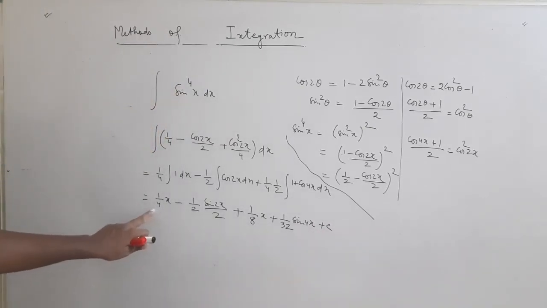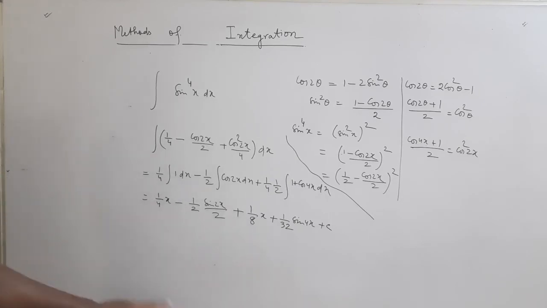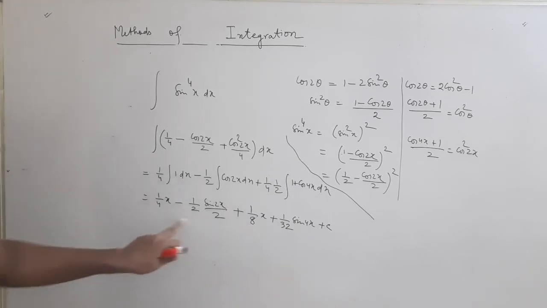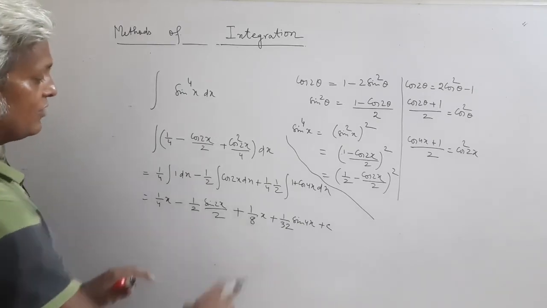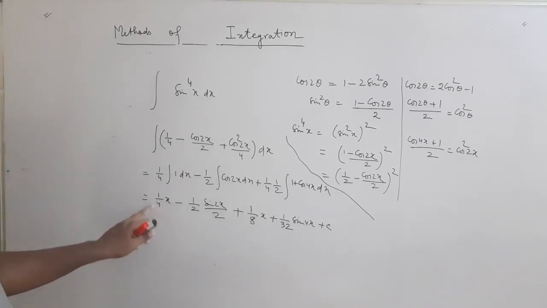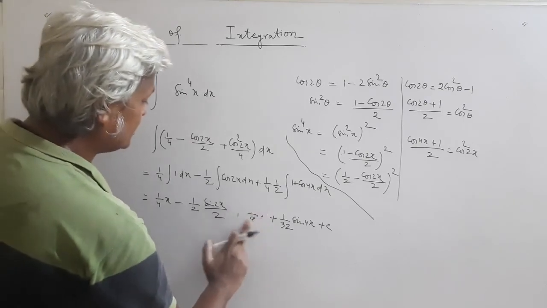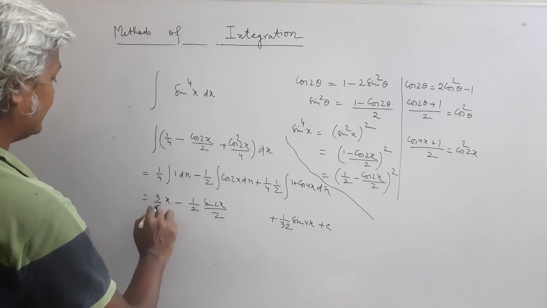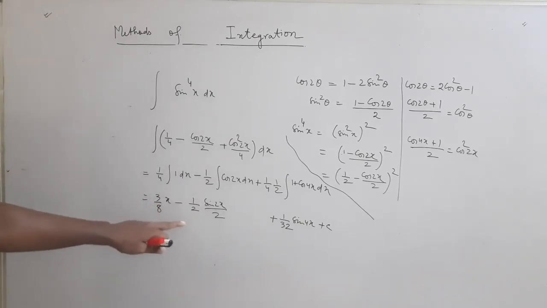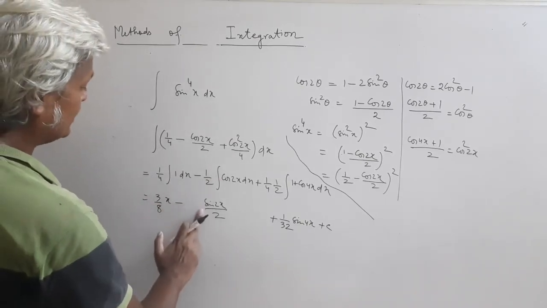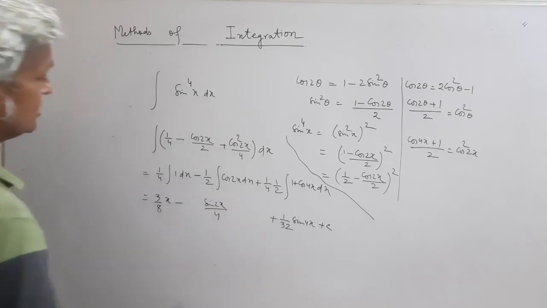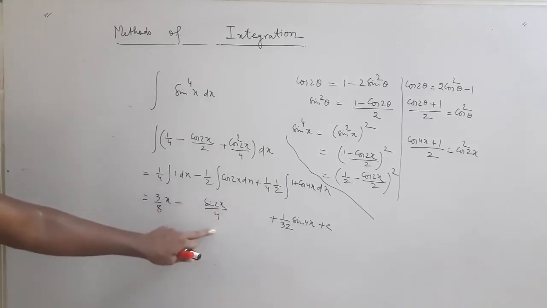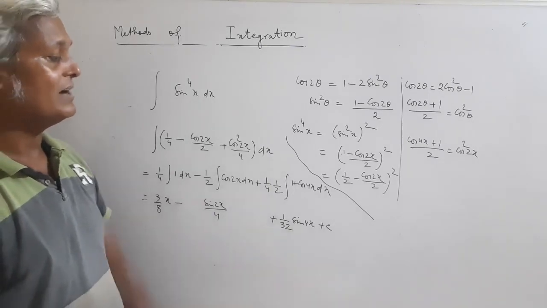Now here you see that I have 1 by 4x and 1 by 8x, so I can combine these two. We just need to add them because they are like terms, so we write one term only at this place. So 1 by 4 can be written as 2 by 8, and 2 by 8 plus 1 by 8 will be 3 by 8. So I remove this term from here, and here I write just 3 over 8. Now 1 by 2 times sin 2x over 2 should be written as 1 by 4. So this is 3 by 8x minus sin 2x by 4 plus 1 over 32 sin 4x plus c.